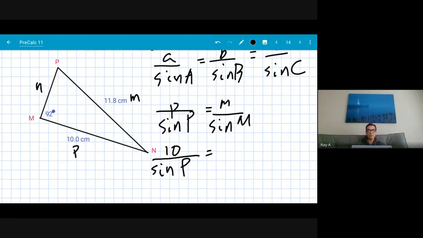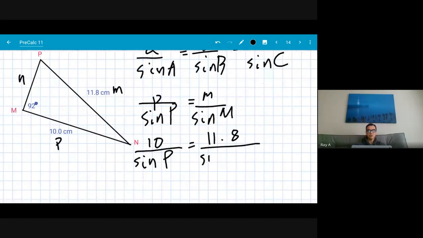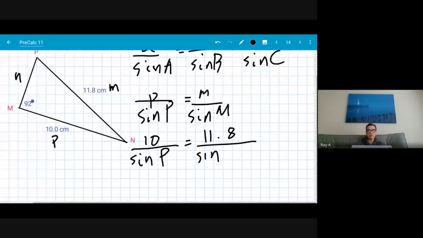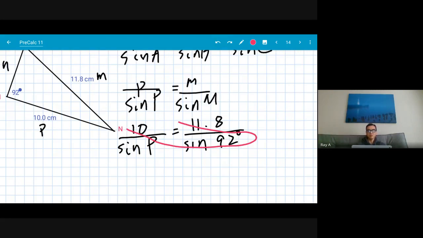What is m? m is 11.8 over sine of capital M, which is 92 degrees. Once again, to solve this, we're looking for P right here. So let's try the Mexican hat thingy: multiply, divide. Try that yourself.